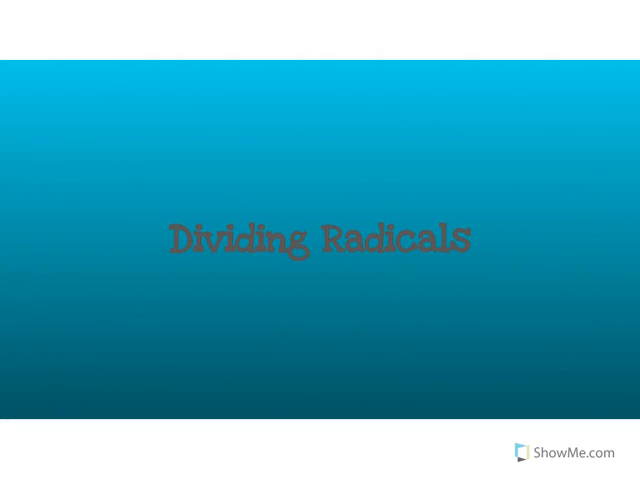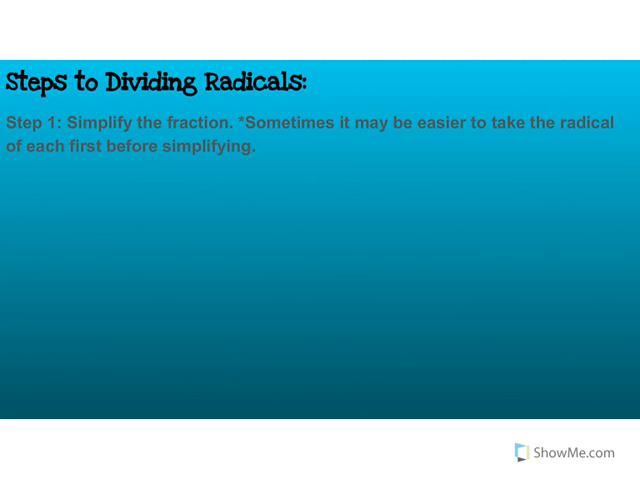Alright, so we are going to now talk about dividing our radicals here. And our first step for dividing radicals, we're going to simplify the fraction. And then sometimes it might be easier to take the radical first of each before actually simplifying the fraction, so we'll have to get used to that. Our second step is to actually take the radical. Our third step is to simplify fractions outside the radical, which are the coefficients, and then simplify our radicands, and again we are going to state if our solution is rational or irrational.